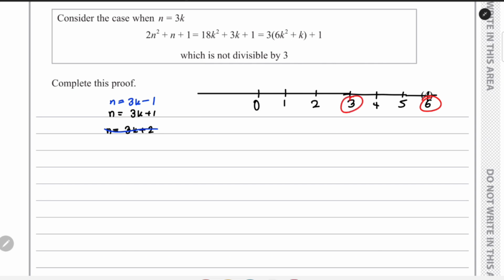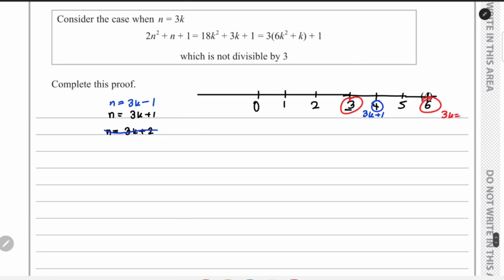So if we had 3, we can take k equals to 1. So 3k plus 1 would be 4. We could also take 3k equals to 6. So 3k minus 1 would be 5. We could do either way, whichever is easier for us.